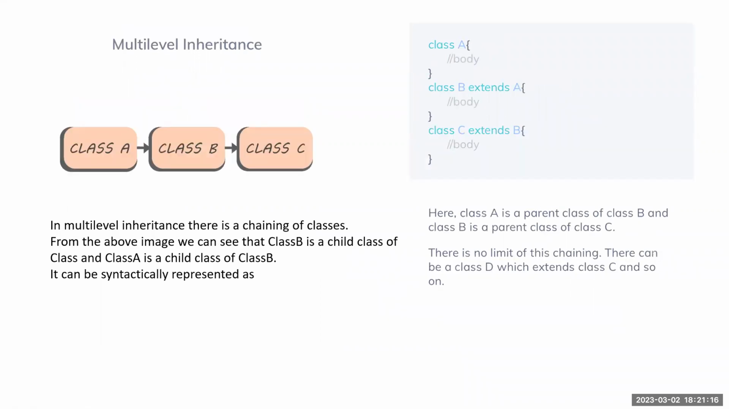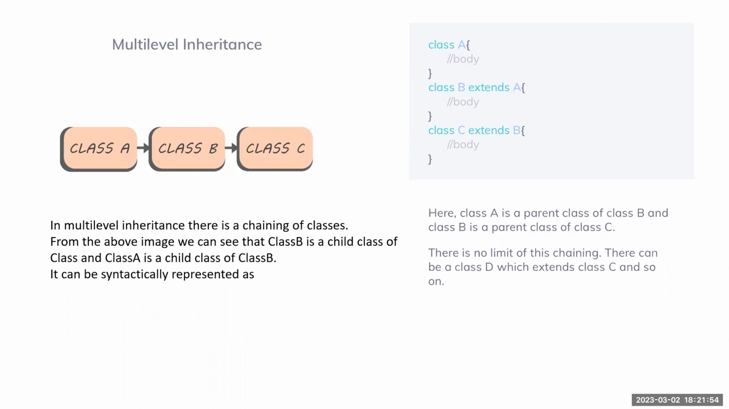When it comes to multi-level inheritance, it is also very simple. You just create a couple of classes: class A, class B and class C. Class B will pull the properties from class A, and class C is going to pull the properties from class B. That means the parent class is class A, and the child classes are class B and class C.